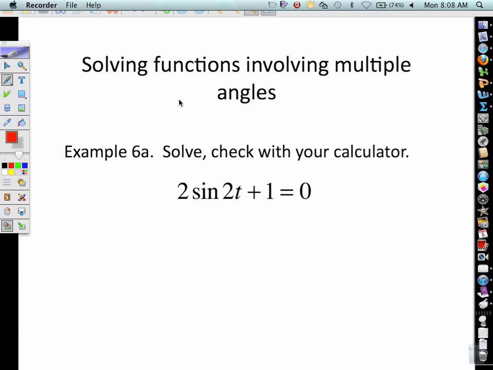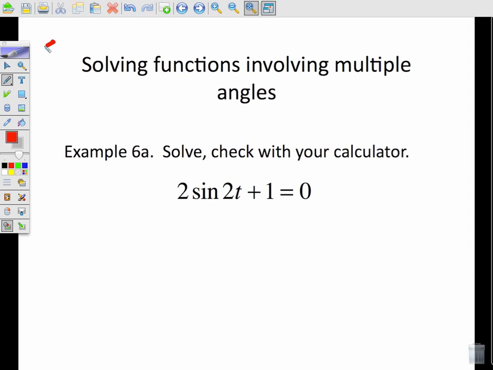This is section 5.3. We are going to be continuing with solving our equations. At the top of the page, you should see Roman numeral 3. It says functions involving multiple angles. So again, this is still section 5.3, and we are going to be working on solving. All right, let's see what we've got.